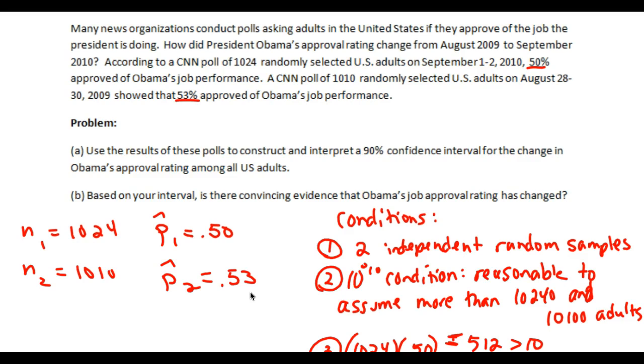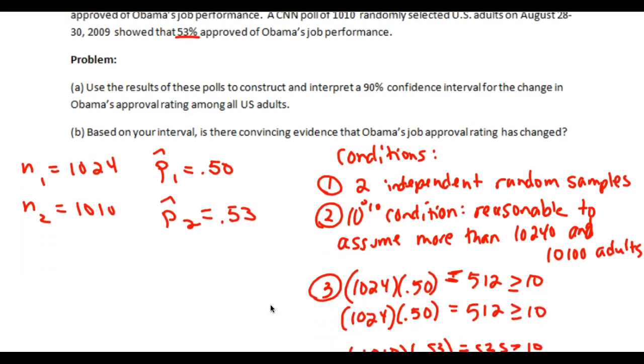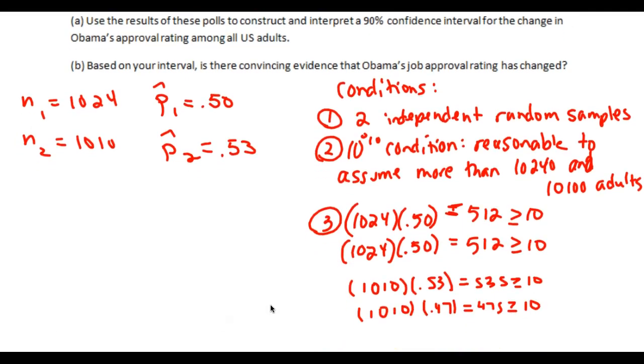So some would argue that the approval rating went down. But remember that if we took a different sample of 1,024 and 1,010 adults, we would probably get a different sample statistic, a different difference than 3%. So our idea here is that we're going to construct a confidence interval to get a range of plausible values for the true difference in population proportions. So we'll get a confidence interval for the change in Obama's approval rating among all U.S. adults. And we already checked the conditions in a previous class.